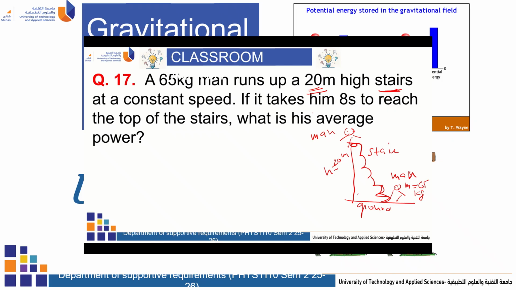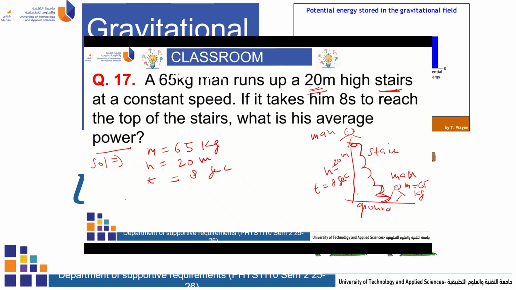If it takes 8 seconds to reach the top, the time taken by the man is 8 seconds. This is the data given. Now they are asking the value of the power of the man. What is given here? The mass of the man is 65 kilogram, the height is 20 meter, and the time to reach the top is 8 seconds. Now they are asking the power.